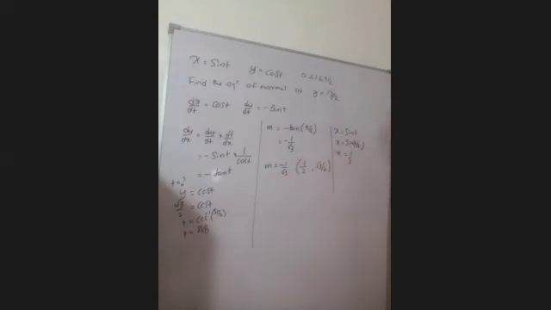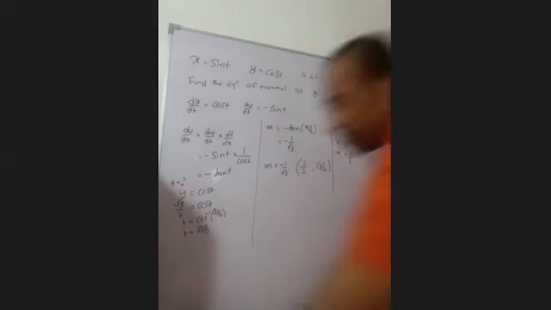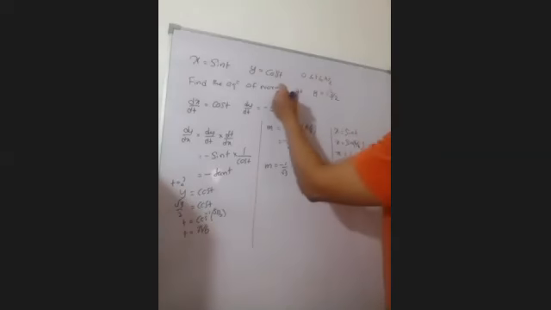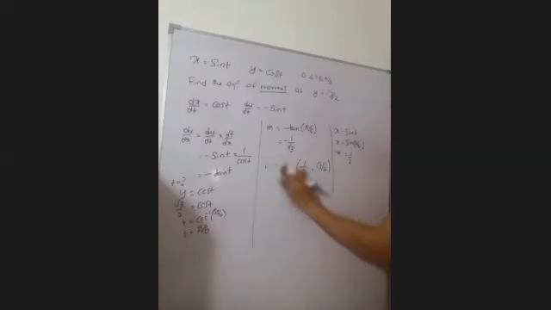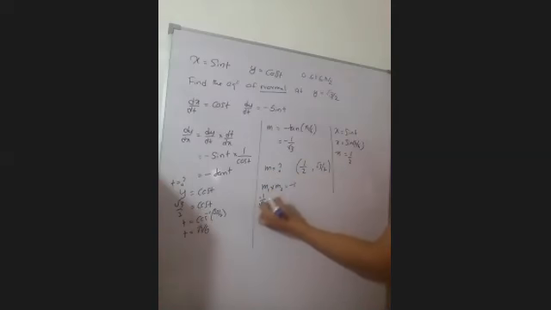Sorry, I think there's a small error. We have to correct it. They ask about the equation of the normal, not the tangent. So the gradient we found is the gradient of the curve, minus 1 over root 3. We need m for the normal. We know that if two lines are perpendicular, the product of their gradients is minus 1. Minus 1 over root 3 times the second one is minus 1, so m2 becomes root 3.